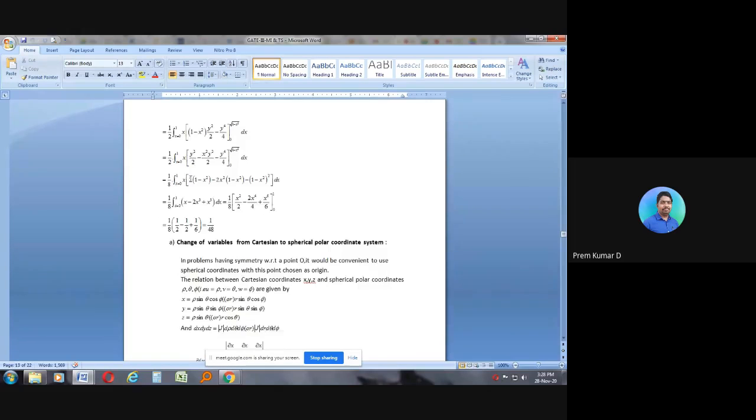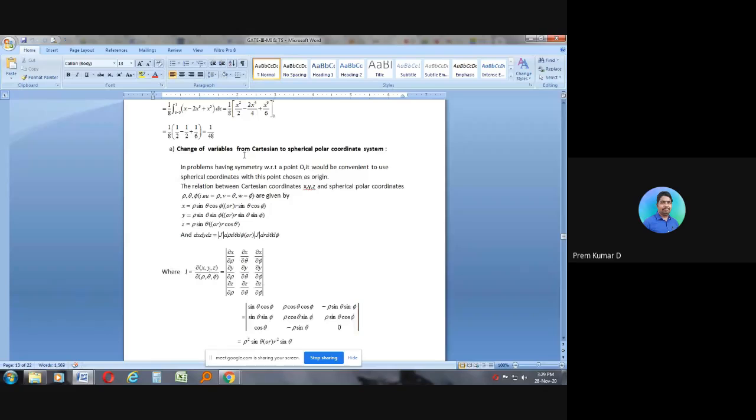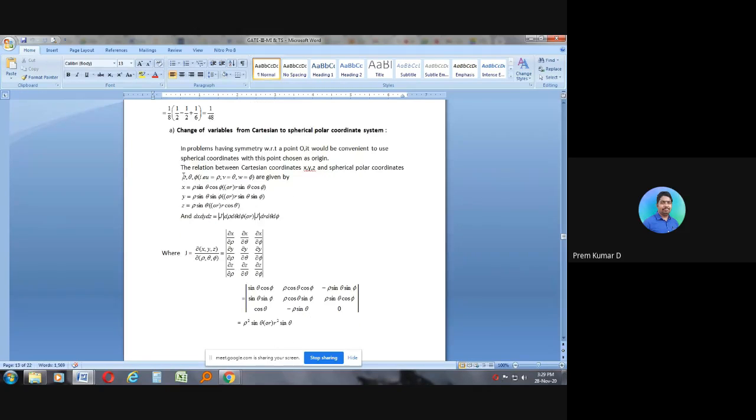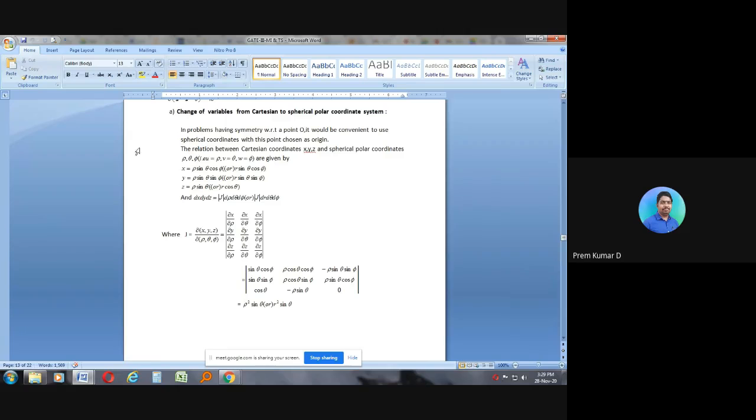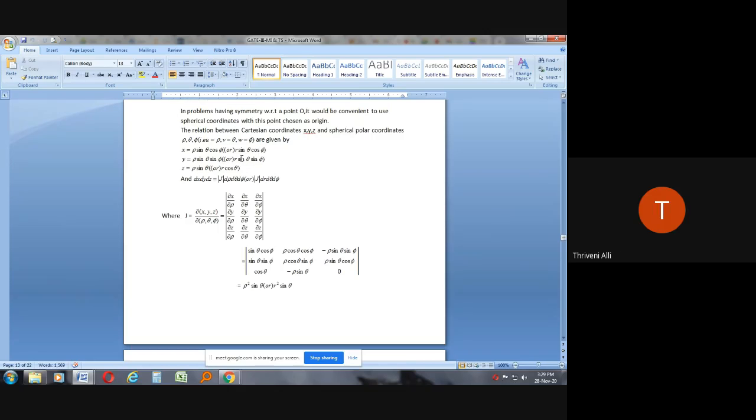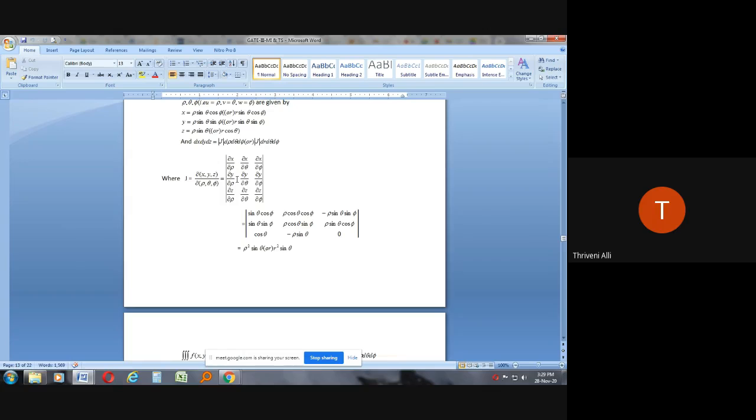Okay. Next, change of variables from Cartesian to spherical. So our question is in xyz. So we can change the variables from Cartesian to spherical polar. So what are the spherical polar? Rho, theta, phi. Or simply in the place of rho we can take small r. So r, theta, phi. So these are standard general equations. So this is the Jacobian. So dx dy dz we can take as Jacobian times dr d theta d phi.